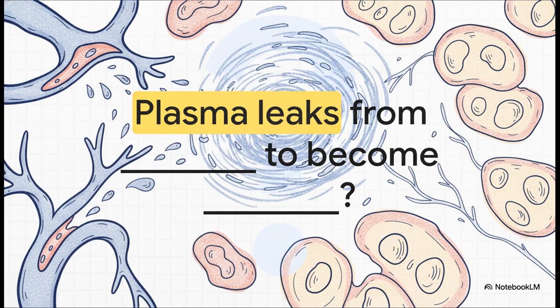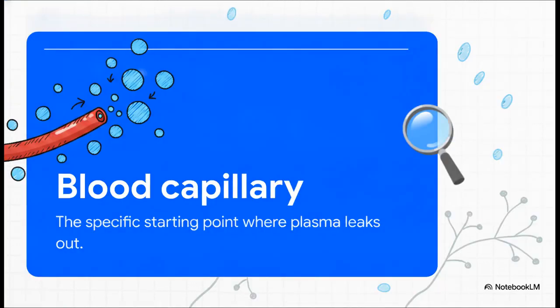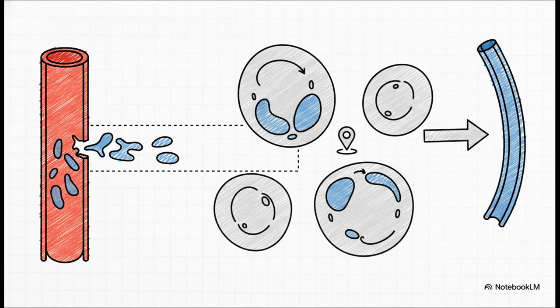Any guesses? Well, if you guessed blood capillary for the first blank, you hit the nail right on the head. The blood capillary is that specific, highly microscopic starting point where the plasma actually leaks out. You know, it's the thinnest, most permeable part of the entire circulatory system, which makes it the absolute perfect escape route for this fluid.